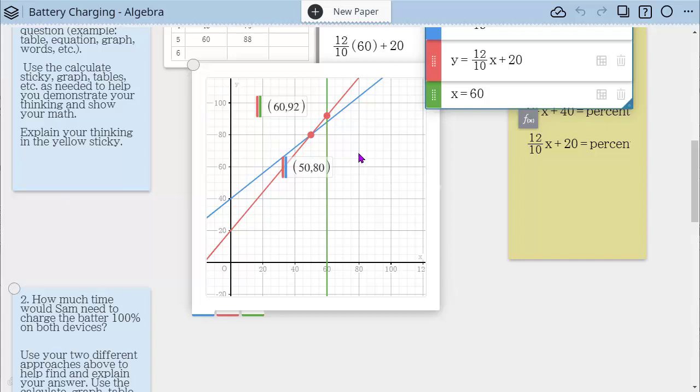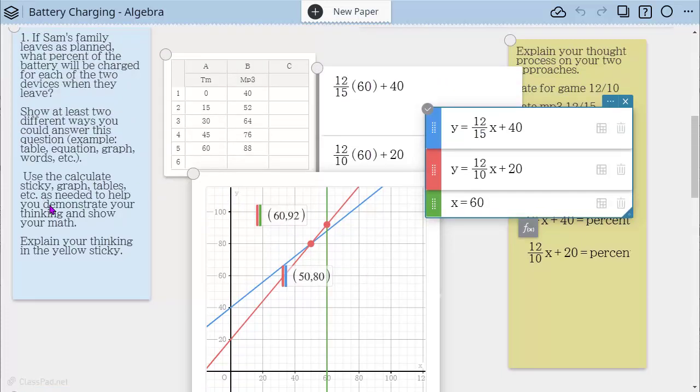And because you have all these options, you always want to make sure that you ask them to do at least two different representations, because then it not only helps you understand what they're really thinking, but it helps them understand the different ways things look and to verify their solutions.